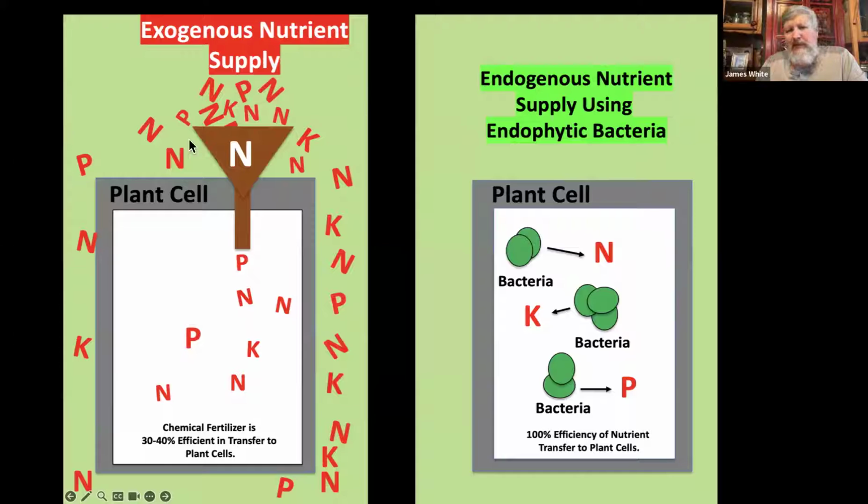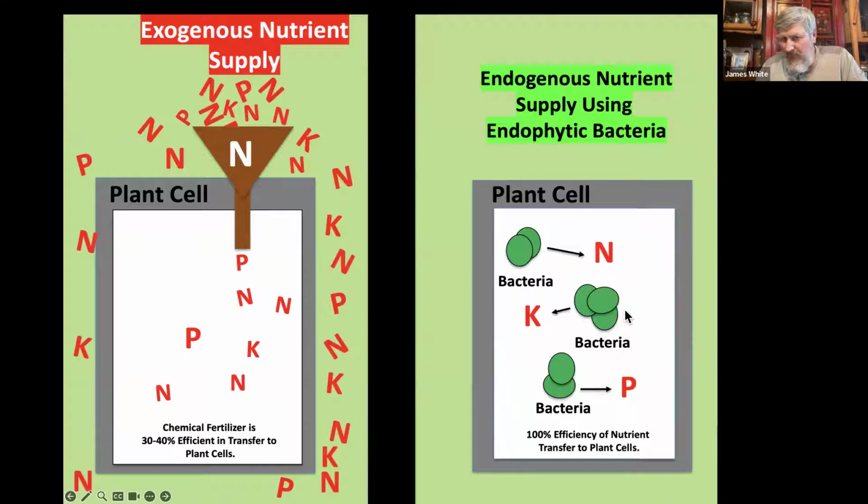This is a diagram that illustrates, okay, to the left is a plant cell. Chemical agriculture seeks to put the nutrients, the fertilizers, as chemicals into the plant. But you can see I have a little funnel there to put those nutrients in just to illustrate, but most of them don't go in, most of them go out. Chemical agriculture is only 30 to 40% efficient. Most of the chemicals go into the environment rather than in the plant.